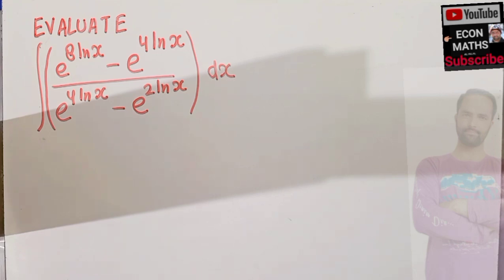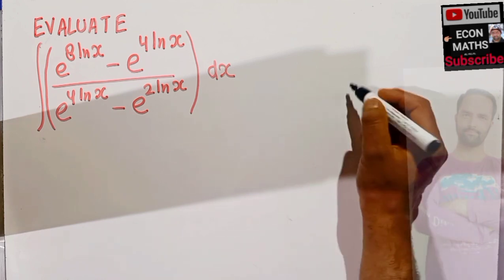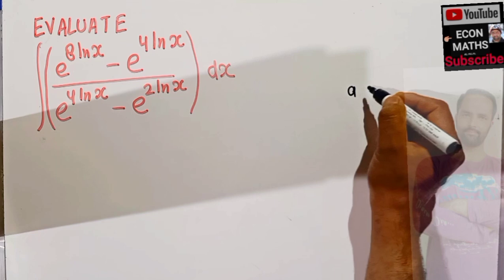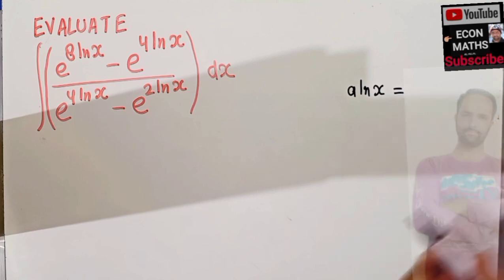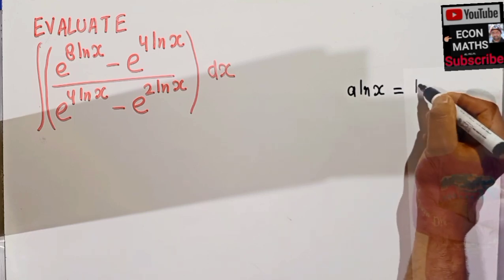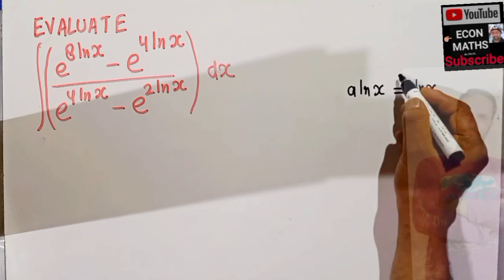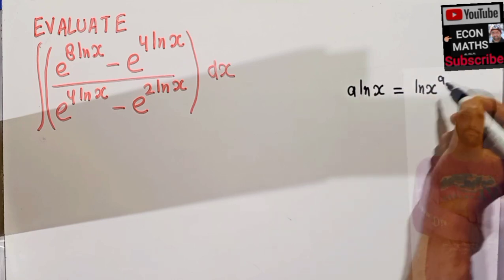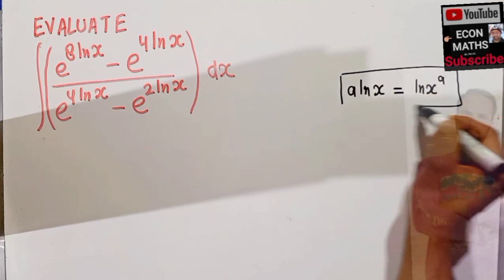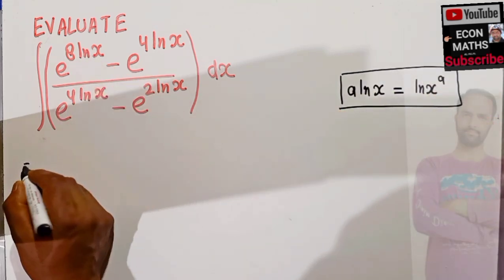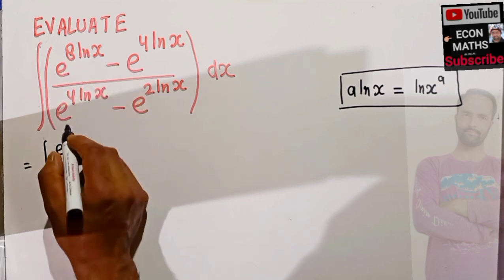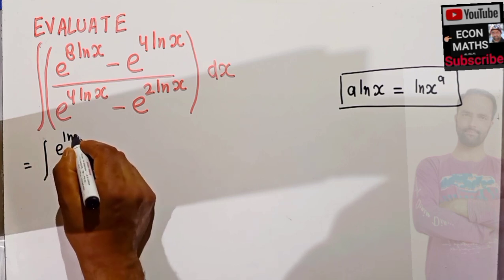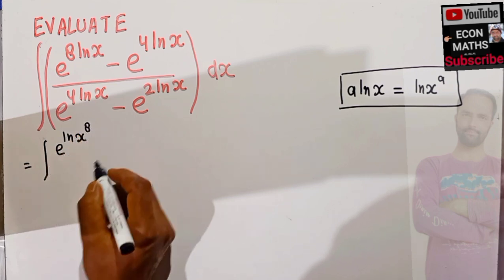Now let us see. First, the logarithm property is, if we have a ln x, from the properties of logarithm it is equal to ln of x raised to a. This a becomes the exponent of x. This property we apply here. So what will we get? We get e^(8 ln x) can be written as e^(ln of x^8).